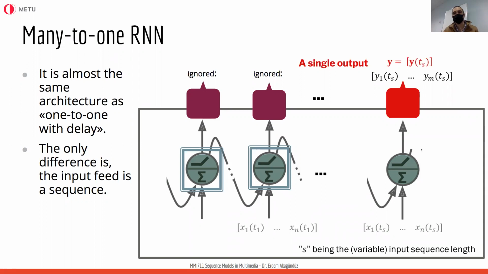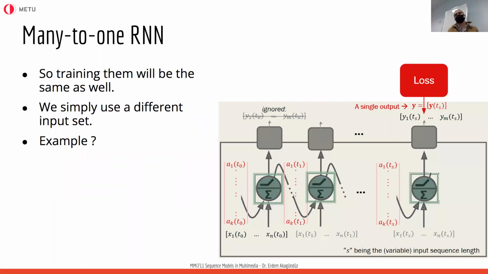So the architecture is the same. The methodology to train it is the same. But what you do is this. By giving different inputs and delays, you can create different input-output models for this vanilla RNN type. So training them will be the same, just like I said. We simply use a different input set, which is varying for this case.